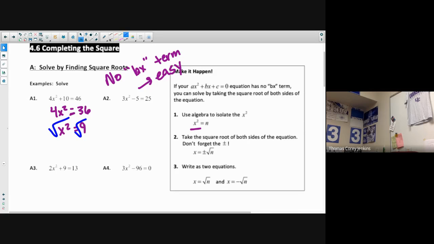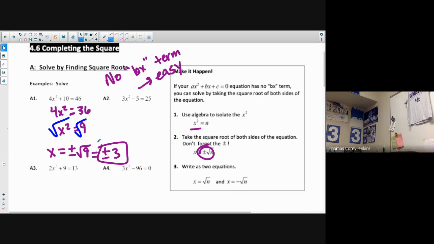But here's the part that you'll tend to forget. Remember, there's a positive and negative real root there. So it's x equals plus or minus the square root of 9. And then we just need to simplify the radical, which we'll work on probably on our DMR. So that gives me x is equal to plus or minus 3.